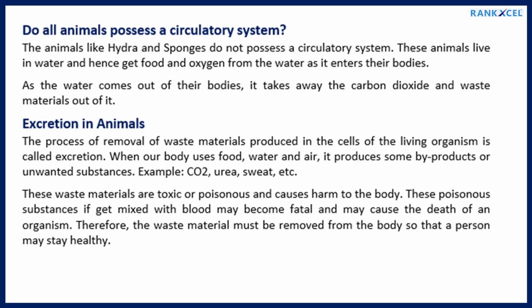Excretion in animals. The process of removal of waste materials produced in the cells of a living organism is called excretion. When our body uses food, water and air, it produces some byproducts or unwanted substances, for example CO2, urea, sweat, etc. These waste materials are toxic or poisonous and cause harm to the body. These poisonous substances, if mixed with blood, may become fatal and may cause the death of an organism. Therefore, the waste material must be removed from the body so that a person may stay healthy.